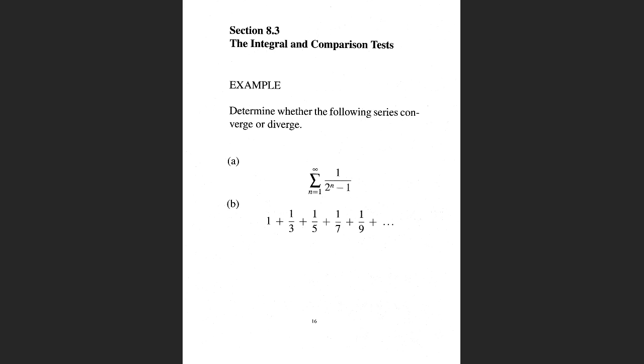Okay, so, well, let's look at this first series here. Does the -1 here matter when n is large, that -1 in the denominator? No. So we really can think of the series as a series of 1/2 to the nth power.